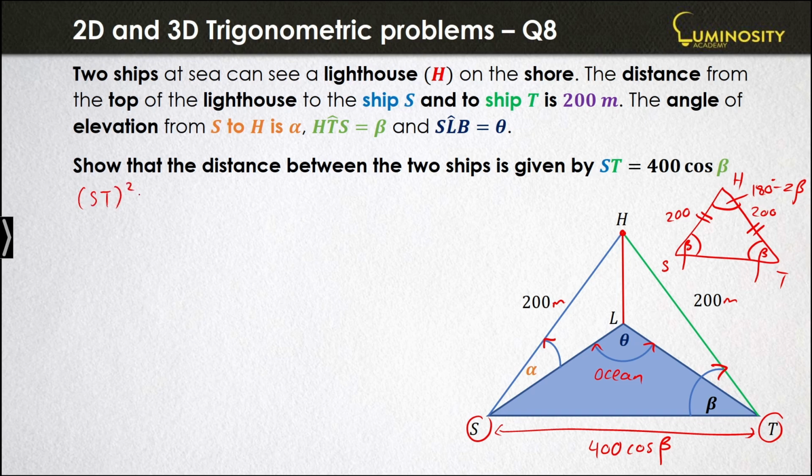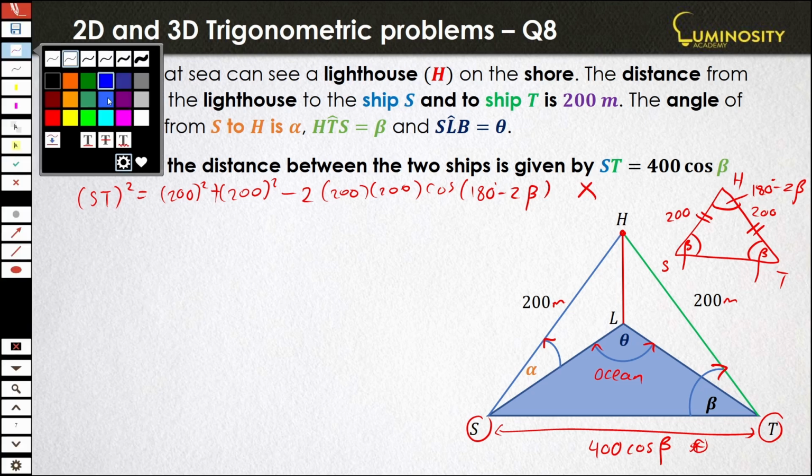ST squared equals HS squared, which is 200 squared, plus HT squared, which is 200 squared, minus 2 times the product, so 2 times 200 times 200, times cos of the angle included, which is 180 degrees minus 2 beta. So already that's quite complex, and it looks like it's going to be a much larger expression than just this one here. So this hints to me that this might not be the way to go about it.